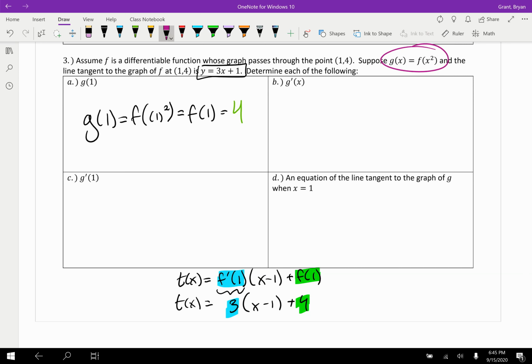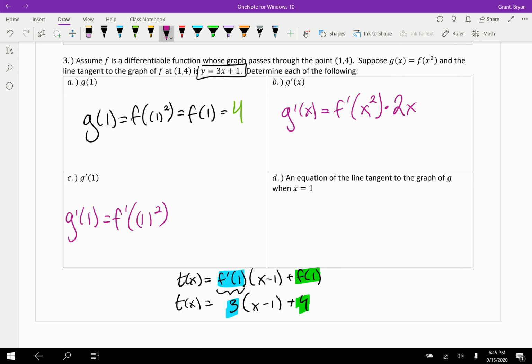Well, that's going to be, of course, the derivative of g of x. So g prime of x is going to be equal to the derivative of the exterior function, f prime, keep the interior the same, times the derivative of the interior. Doing well so far. g prime of 1. g prime of 1 is going to be f prime of 1 squared times 2 times 1, or f prime of 1 times 2. f prime of 1, we know that one as well. Look how well prepared we are. f prime of 1 is 3, and 3 times 2 gets us 6.